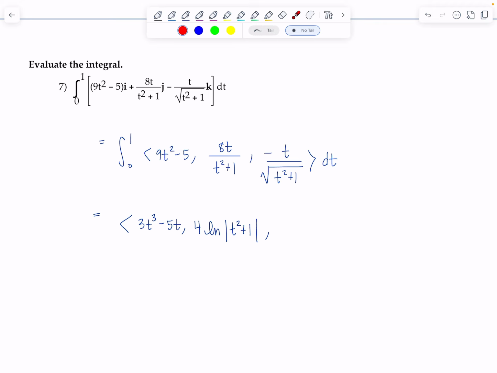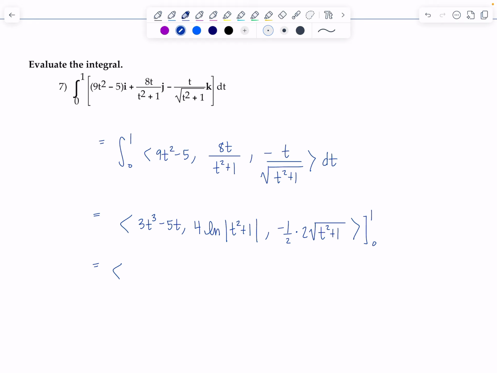And then same thing here. If u is t squared plus 1, du would be 2t dt. I have a negative, so I'll pick up a negative 1/2. And then when you take the antiderivative of square root in the denominator, that's to the negative 1/2 power. If I add 1 to the exponent and divide by the new exponent, you'd have 2 times rad t squared plus 1. And then all of this gets evaluated from 0 to 1.